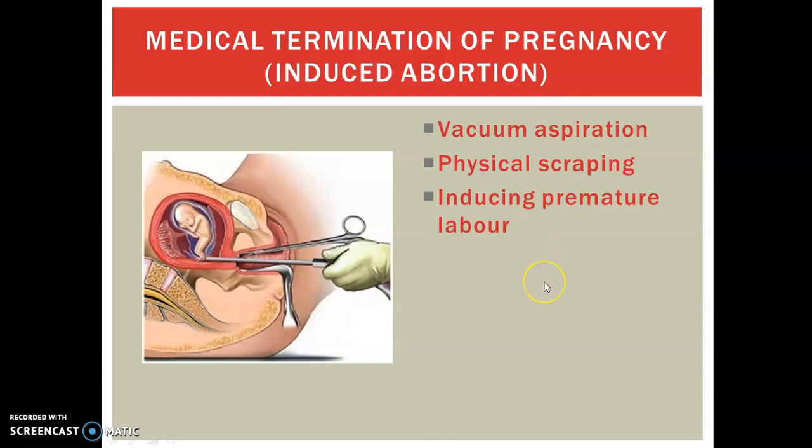Then after 16 weeks of gestation, abortion is induced by injecting urea solution into the uterine cavity or by administering oxytocin hormone to the female. So the walls of the uterus will contract and the fetus will be expelled outside. So these are the techniques for medical termination of pregnancy or abortion. So that is about artificial methods of birth control.